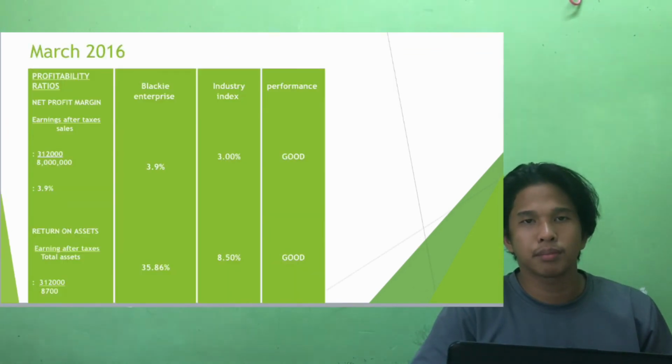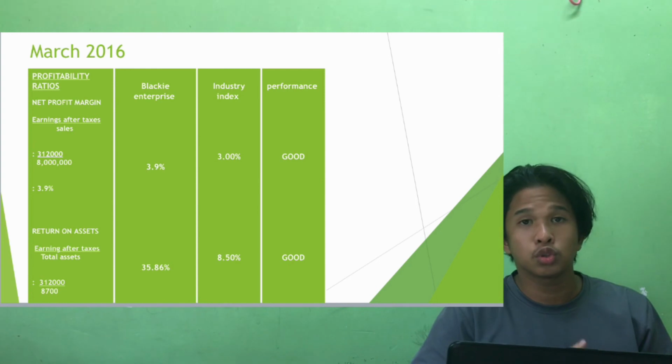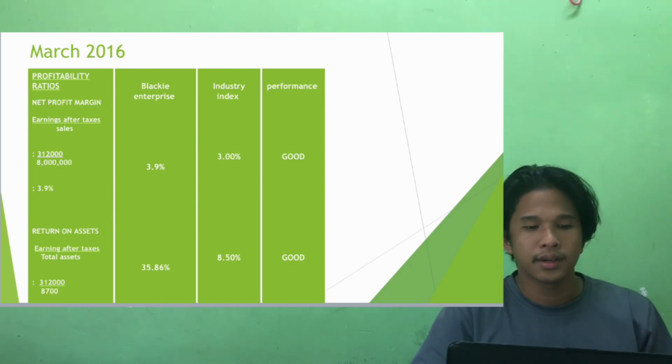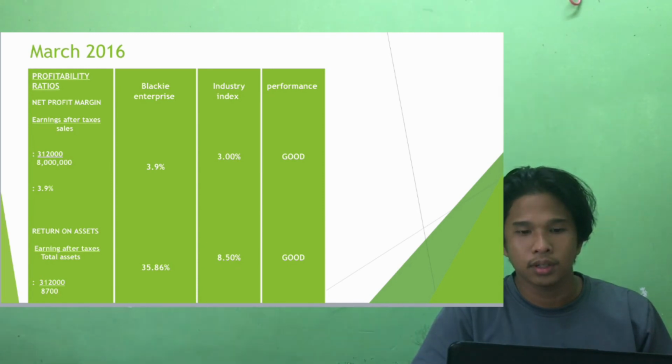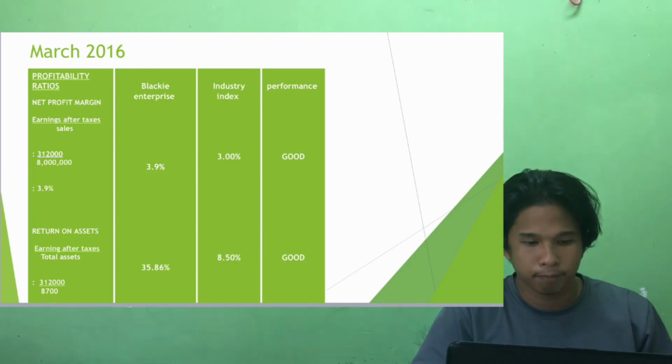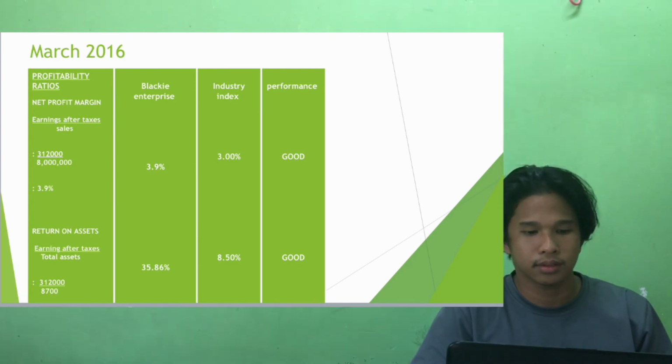Based on the question March 2016, there are 2 formulas. Firstly, net profit margin. Earnings after tax, that is 312,000, divided by sales of 8 million equals 3.9%. So the conclusion is the performance of Black King Enterprise is good because they have 3.9% while the industry index only has 3.00%.